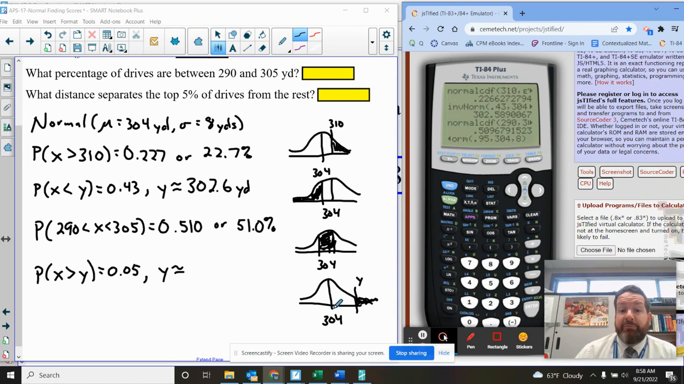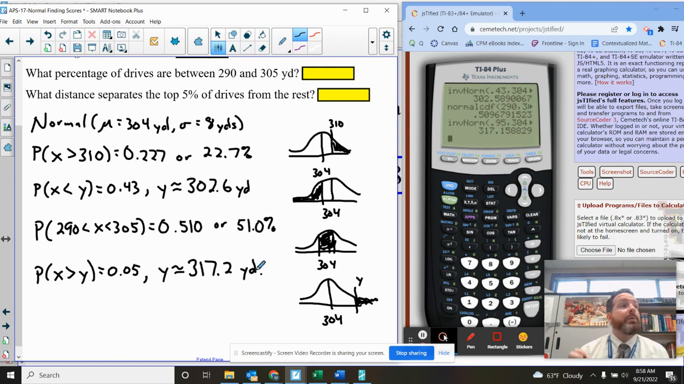So it's going to be above average, more than probably one standard deviation above average. So something above 312. Let's see. Yeah, sure enough. So about 317.2 yards. So just make sure you have the right choice. Are you finding a percentage or proportion? Use your normal CDF. Do you already have a percentage or proportion? Use your inverse normal to find what you need.